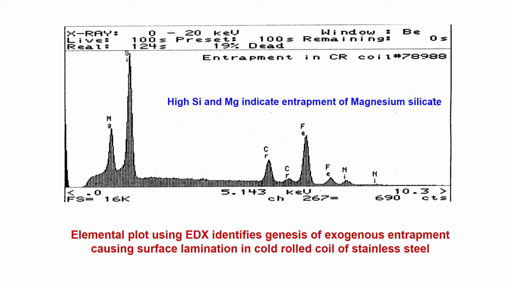WDX analysis will discriminate through wavelength, and this one has discriminated from the energy value. This is the difference between the two. So, this has indicated what elements are present in the entrapments. It has indicated that silicon and magnesium are quite high, and oxygen of course is there. So, it is basically a magnesium silicate, MgO-SiO2 combination. Where it has come from, if you know steel making, we can identify and tell.